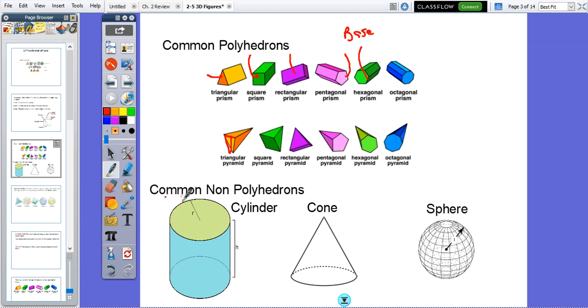Now, if we look at these down here, these are called non-polyhedrons. If you had to guess, why do you think they're called non-polyhedrons? Again, like we said, polyhedrons means multiple flat surfaces. Well, as you can see right here, some of these surfaces are not flat, especially on a sphere. So we have these non-polyhedrons, like we said.